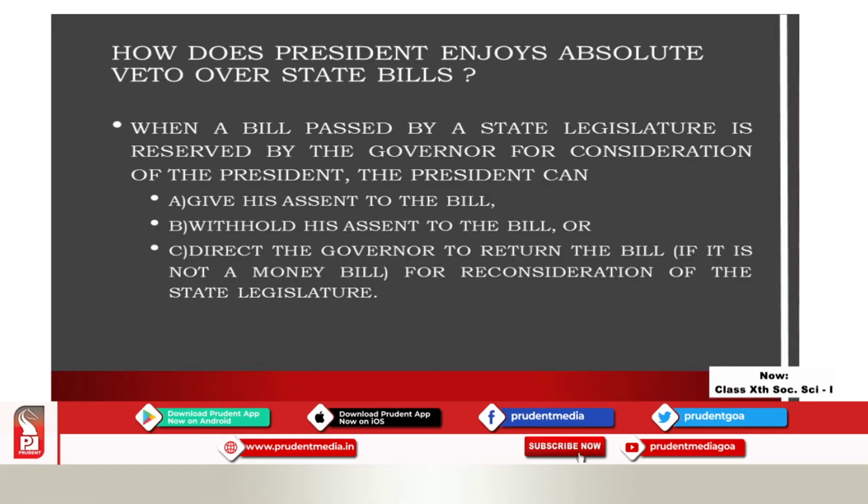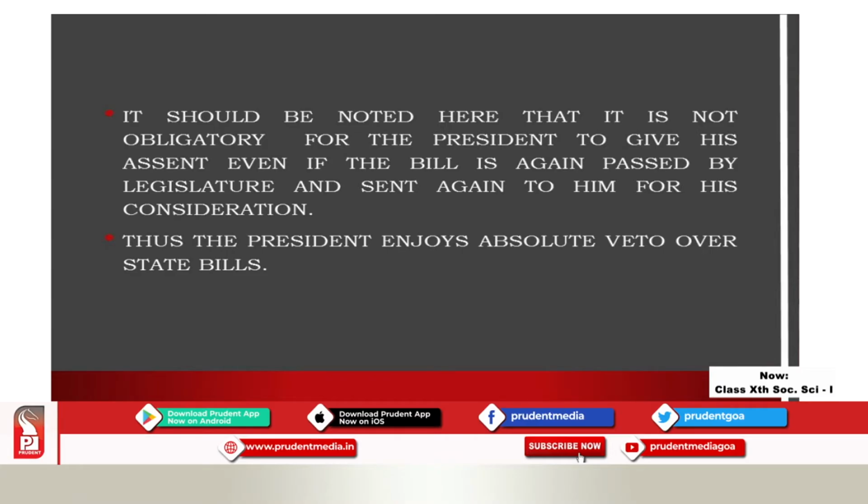Here also, only if it is not a money bill can he return the bill. If it is a money bill, then the governor must have given his approval and it cannot be rejected. If it is not a money bill, then he can direct the governor to send that bill for reconsideration of the state legislature. After that, if the bill is passed again and goes to the President for assent, the President can again refuse to give his assent. He can again say no to the bill. Thus he enjoys absolute veto power over the state bills.